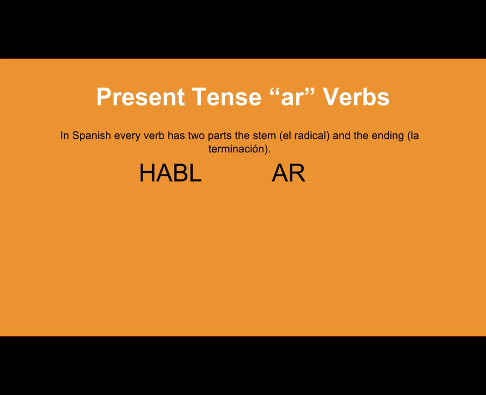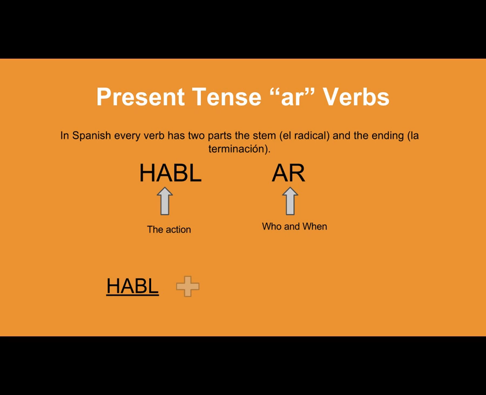The stem, el radical, as it's called in Spanish, tells us what is being done. What is the action? The stem, HABL, refers to speaking. The ending tells us two things. The ending, or la terminación in Spanish, tells us who is speaking and when they are speaking.